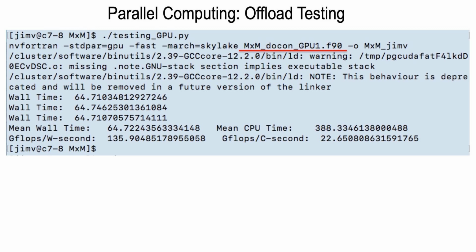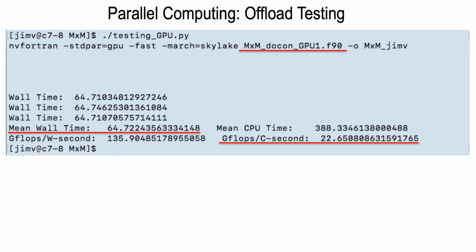We use the testing GPU Python script, which displays the compilation command and then proceeds to execute it. Following the compilation, various warnings and notes are shown on the terminal. Let's filter out these warnings and notes. The wall time is approximately 65 seconds, while the CPU time is 6 times longer than the wall time. Based on the wall time, the performance is around 136 gigaflops per second, and based on the CPU time, it's about 23 gigaflops per second.